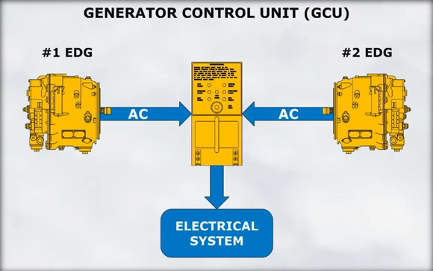A generator control unit, or GCU, monitors the output of the engine-driven generator. The GCU will allow the generator to connect to the electrical system only if the generator output, both voltage and frequency, are within limits.